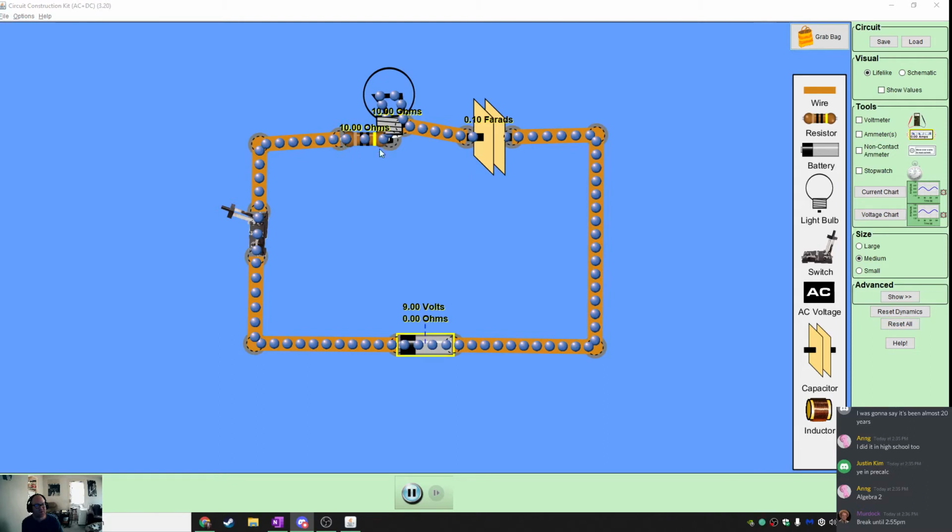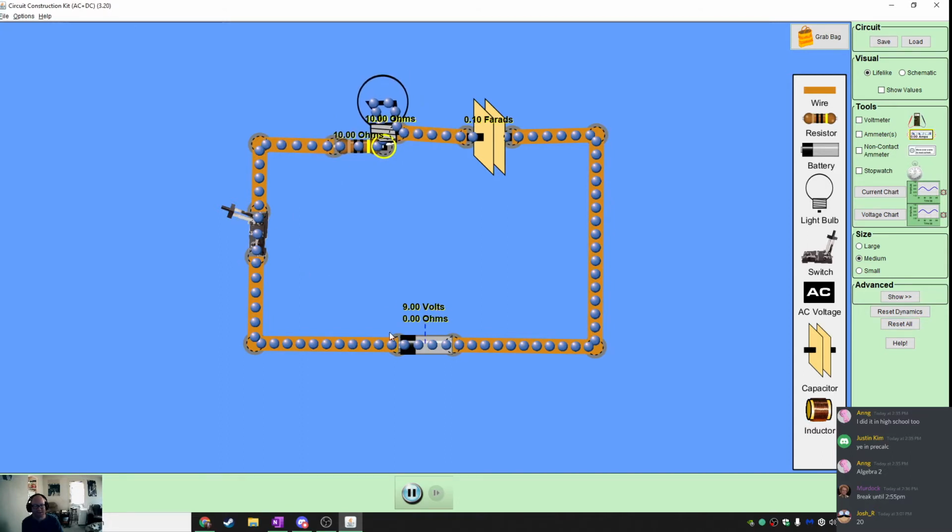If it's 10 ohms and they're connected in series, what's the total resistance? Checking to see if anybody's there. 20. There you go. 10 plus 10, 20, right? Our capacitor has a capacitance of 0.1 farads. That's a very large capacitor. So now here's what we're going to do. We're going to close the circuit and we're going to see what happens.